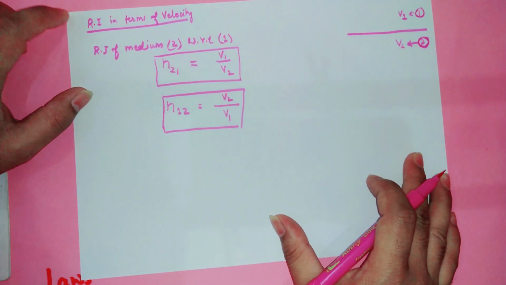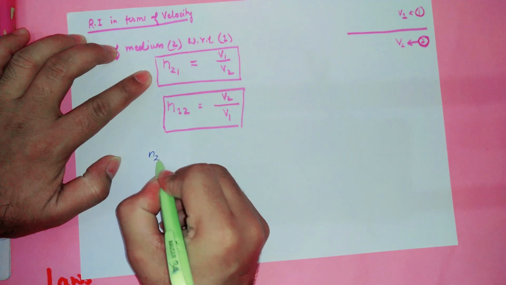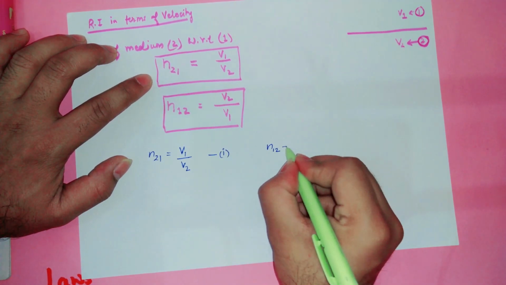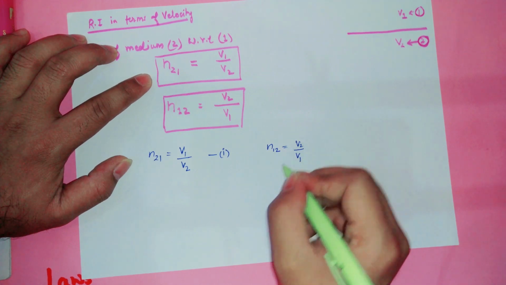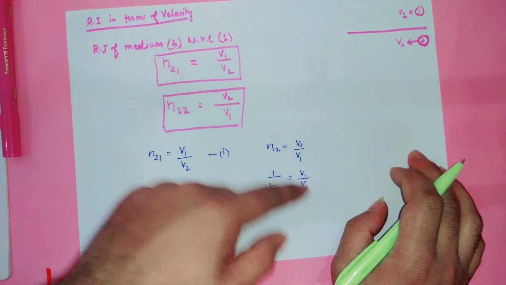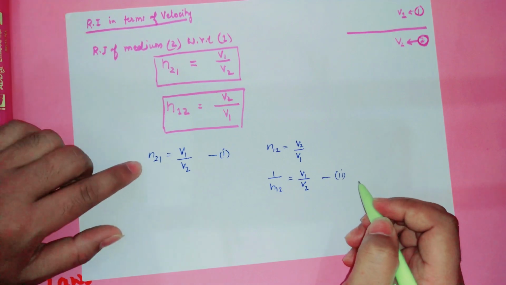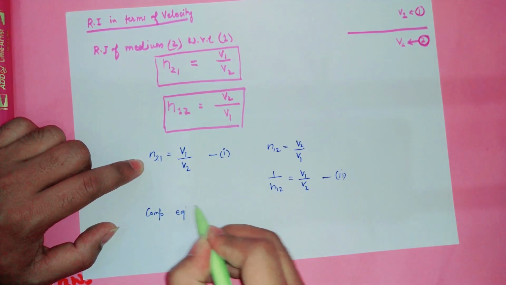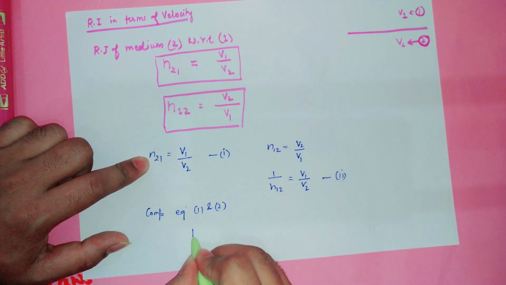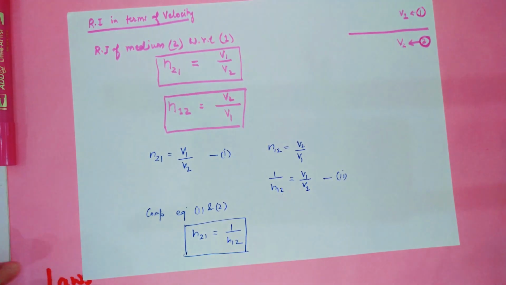Okay, so one relation we can obtain from here is: n21 is equal to v1 by v2, and n12 is equal to v2 by v1. This is equation 1. We can also write 1 upon n12 is equal to v1 upon v2, taking the reciprocal on both sides. This is equation 2. So comparing equations 1 and 2, the RHS is the same, so the LHS should also be the same. n21 is always equal to 1 upon n12. This is the beautiful relationship between the two refractive indices.